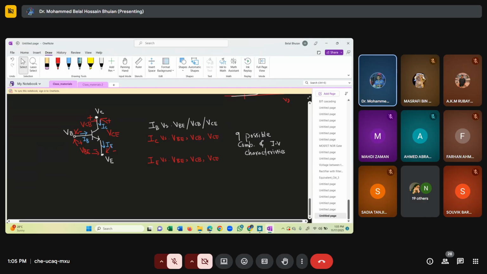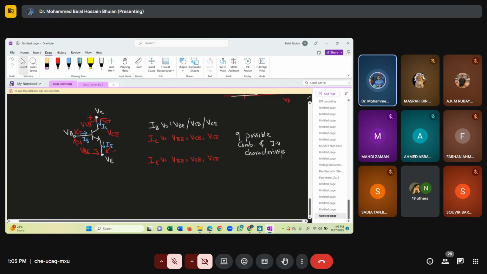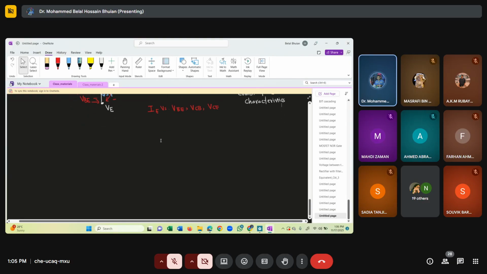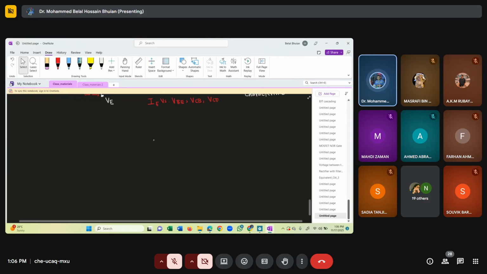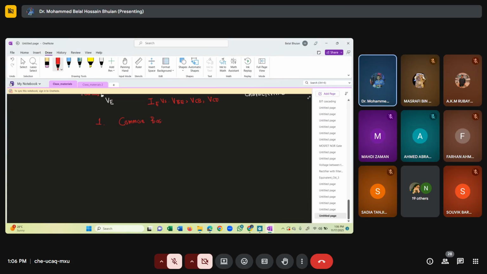We know that the main application of BJT is to use it as an amplifier. That is true also for MOSFET. If I want to use it as an amplifier, how are we going to connect the device, either BJT or MOSFET, into the circuit? So they came up with 3 types of configuration. They are called BJT configurations. The first one is called common base configuration.